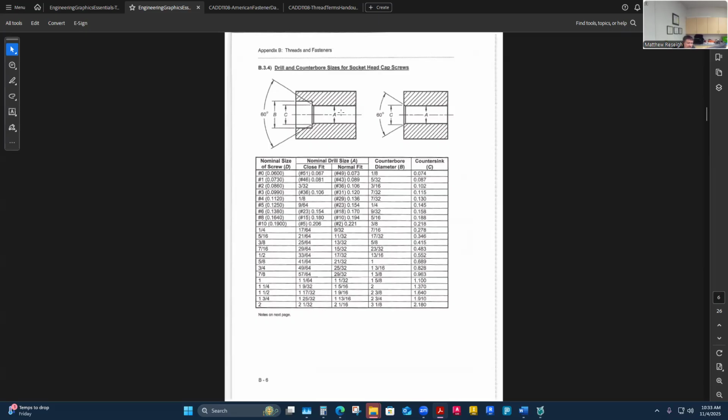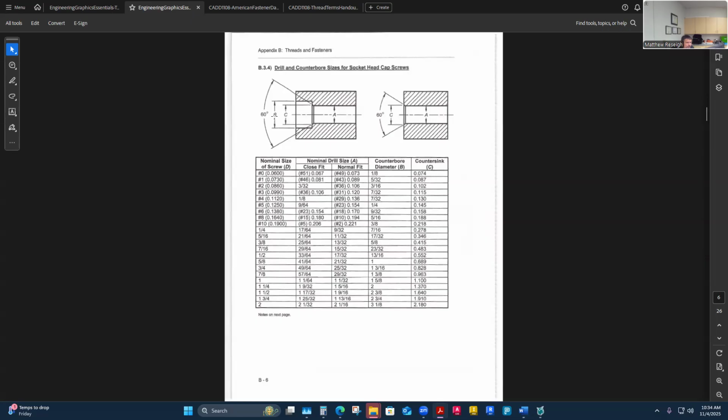The drill size A, which would be how big I need to make this, depends on if I want a close fit or a normal fit. Those two are calculated. What I want is the counterbore diameter and its depth. And I feel like it wasn't given here. It is given the diameter, but I'm not given any kind of variable to solve for how deep that is. So B was the only thing from their charts that I was able to solve.